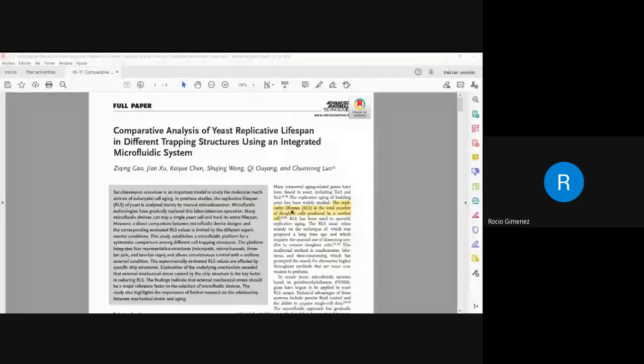Hello, everyone. I'm going to be presenting this paper, Comparative Analysis of Yeast Replicative Lifespan in Different Trapping Structures Using an Integrated Microfluidic System. Well, as it was explained in the first paper presented, to obtain information for replicative lifespan and cell cycle data, elaborate geometric structures are used to trap and immobilize the mother cells while flowing medium separates and washes away the daughter cells that are produced.